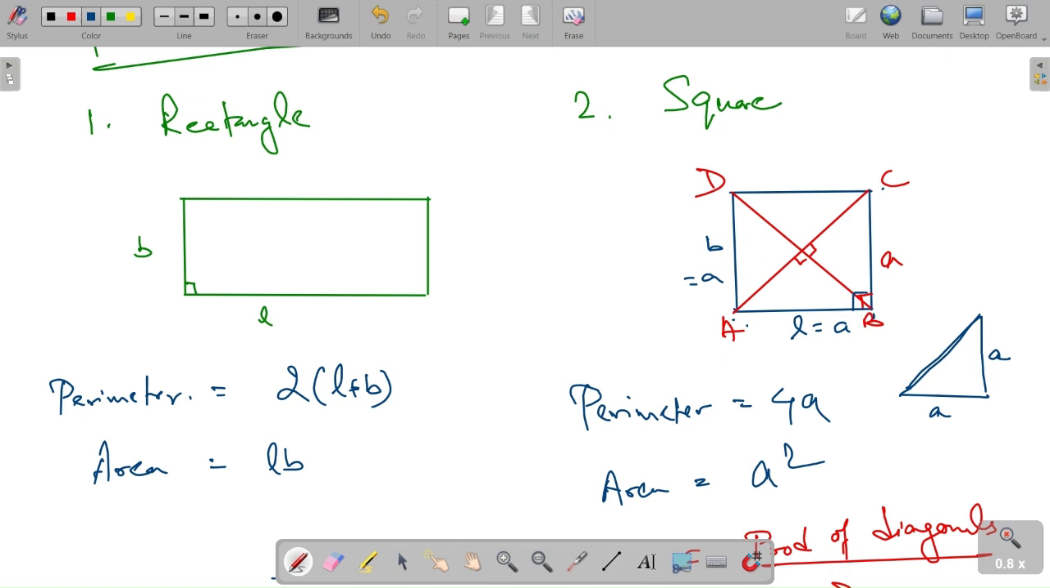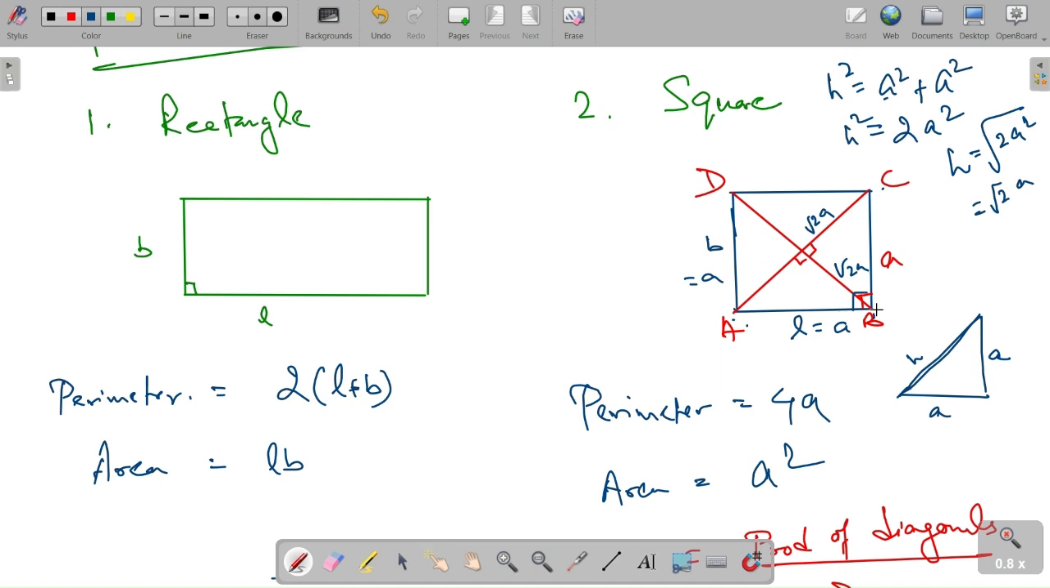You know what is Pythagoras theorem? Yes. Tell me. Hypotenuse square equal to base square plus altitude square. So if I call this hypotenuse, we have hypotenuse square is equal to base square plus altitude square. Both are a square plus a square. So 2 times a square. So h will be root under 2 times a square, which means root 2 times a. So this diagonal is root 2 times a. Similarly, this diagonal is also root 2 times a, because this is a and this is a.